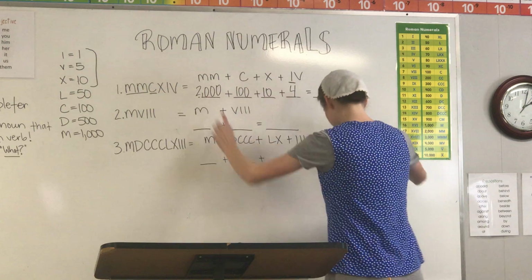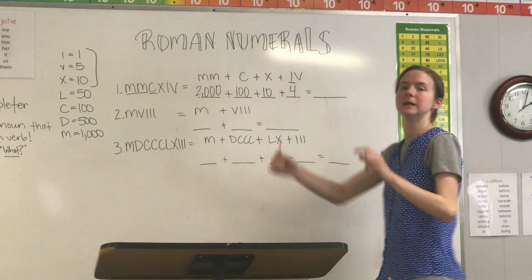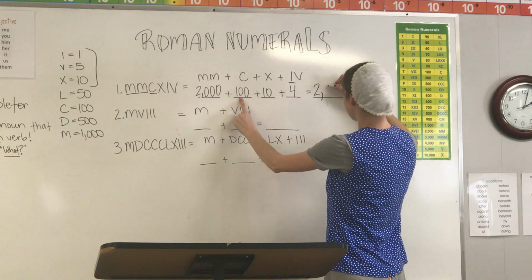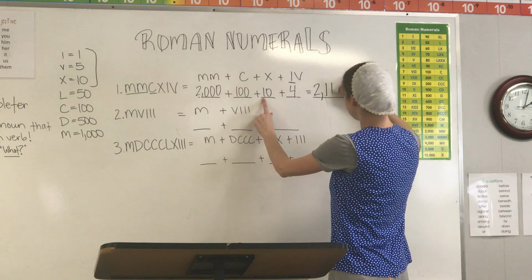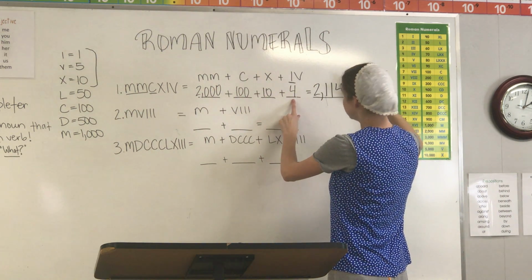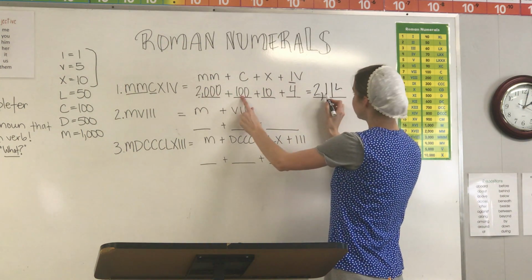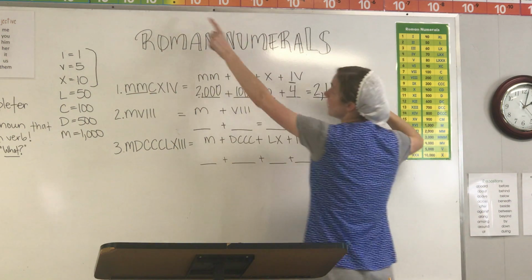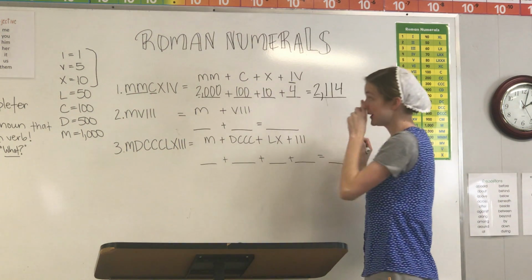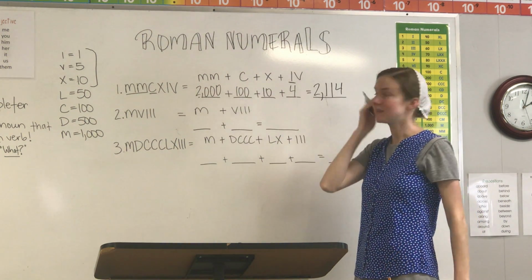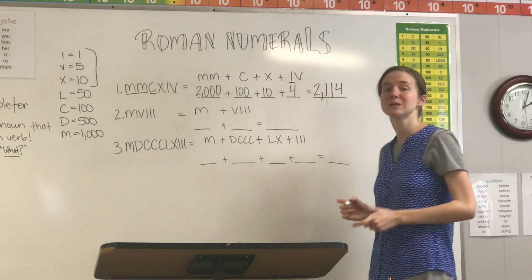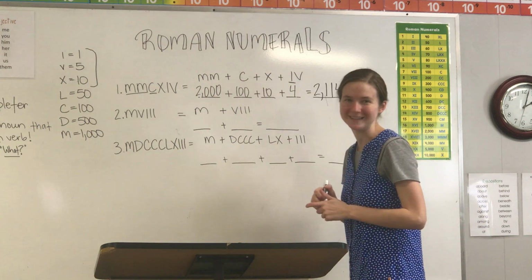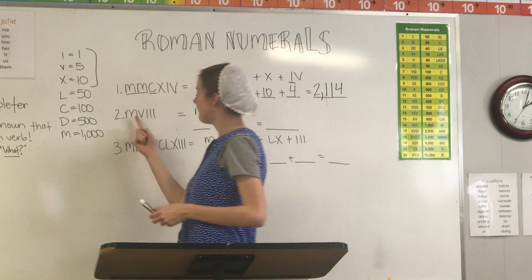This is the thousand. Oh dear me. Butterfingers. Okay. So we have thousands place, hundreds place, tens, and ones, because one place has one number. So our answer, 2,000 plus 100 plus 10 plus 4 is 2,114. This number equals 2,114.